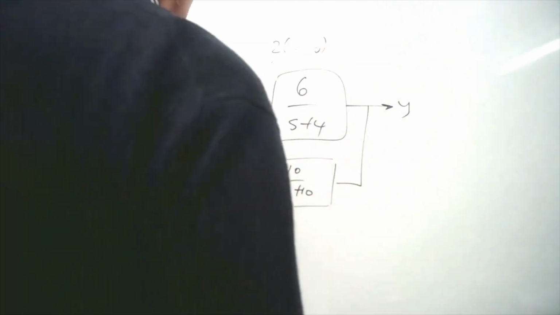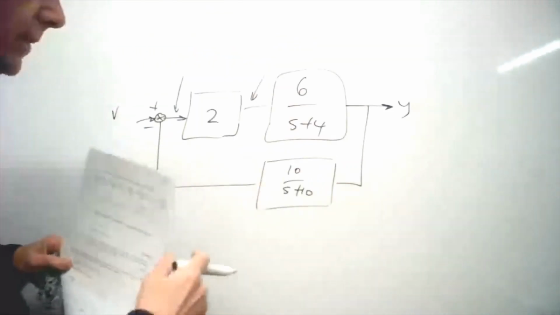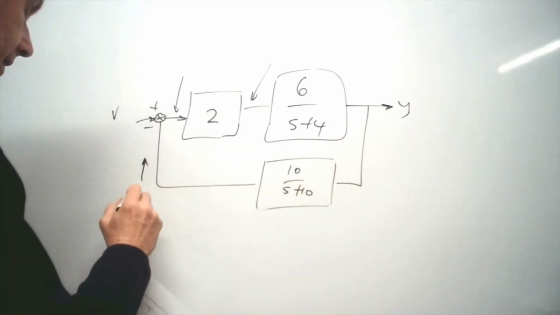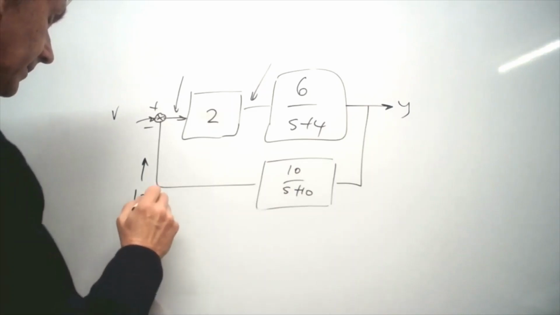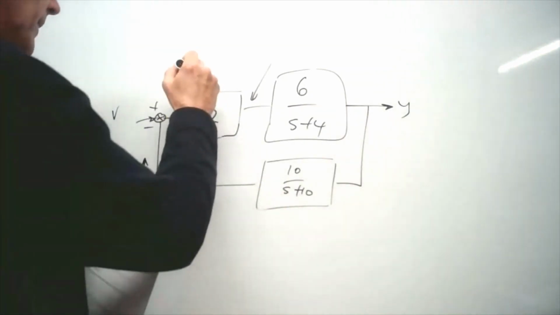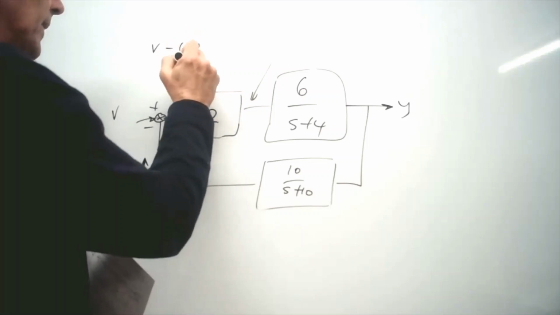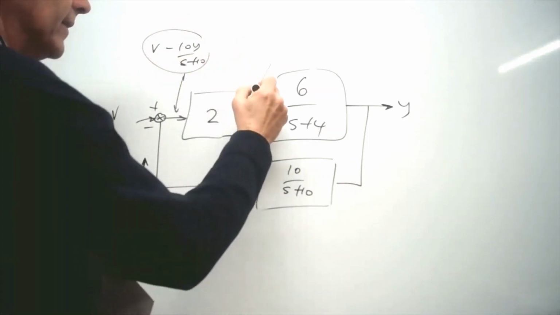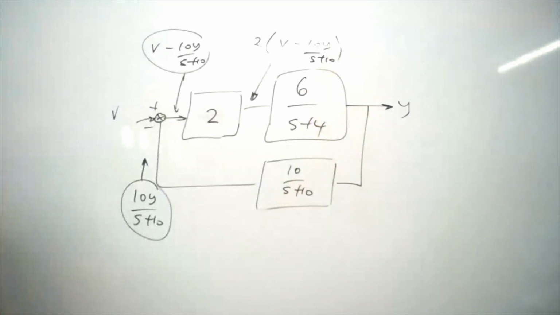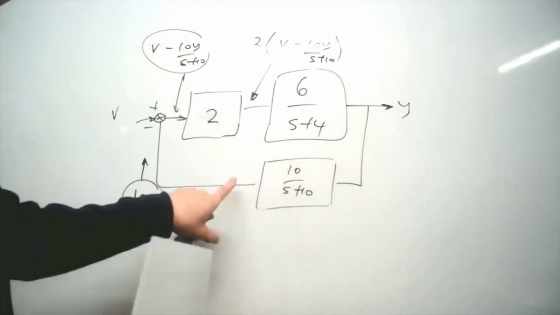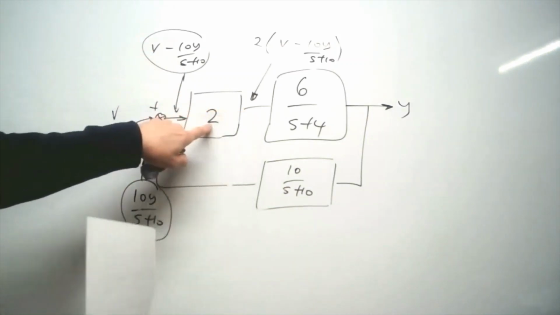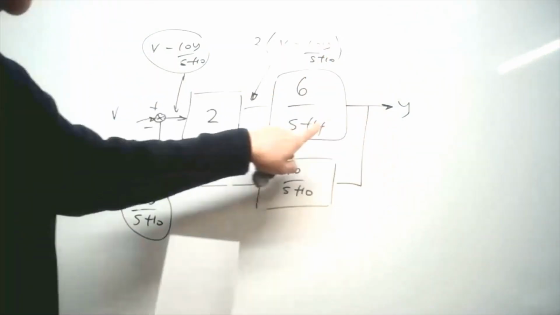I said that's wrong, I made a mistake already. So you have to start off with the standard procedure. Start off here and follow the signal through. That signal there is actually 10y over s plus 10, because that signal is this times this, and therefore this one here is actually v minus 10y over s plus 10, and that signal there is 2 times v minus 10y over s plus 10. So just follow the signal through. This one times that gives you that one, plus v minus this one, then that one is this times this, that's 2 times that, and y is the last box times the last input.